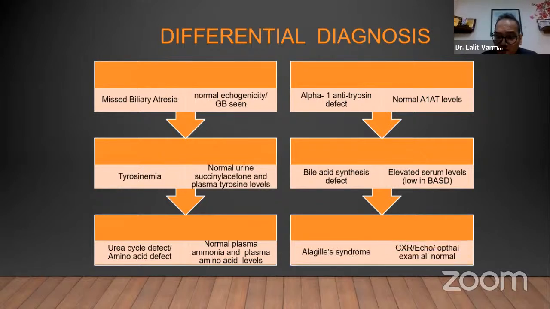Why not Alagille? Because we had a normal chest X-ray, we had a normal 2D echo, we had a normal ophthal exam. Chest X-ray, what is the significance? What do we see in the spine in Alagille?